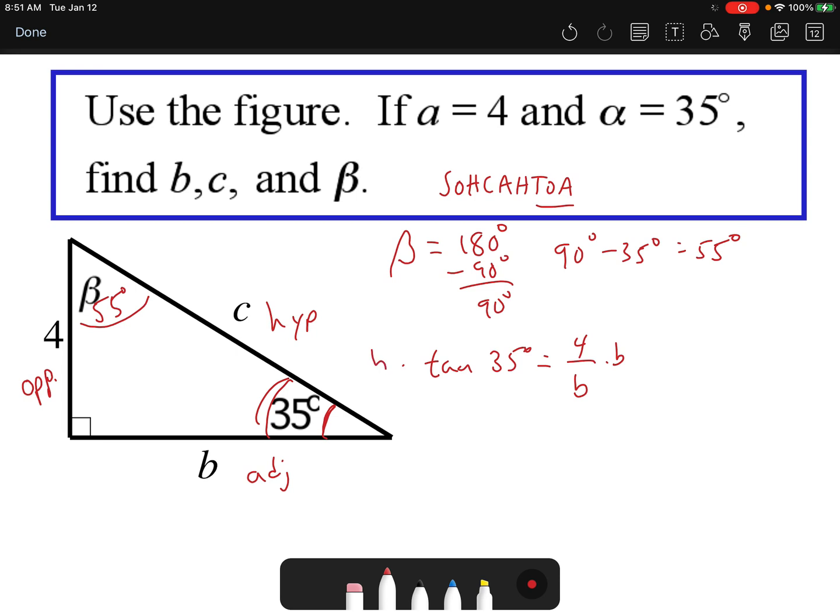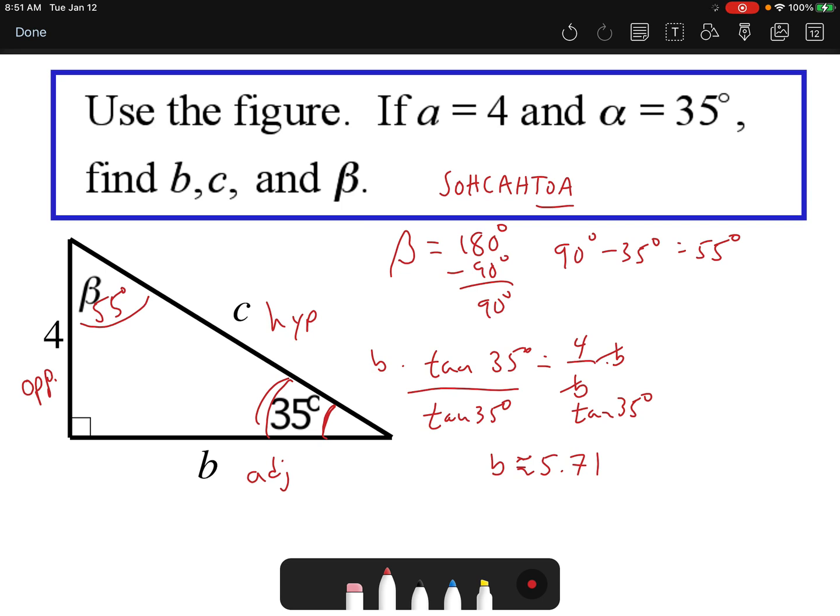Well, this is where the algebra would come in. I would have to multiply by B and then divide by the tangent of 35 degrees. So 4 divided by the tangent of 35 is approximately 5.71.